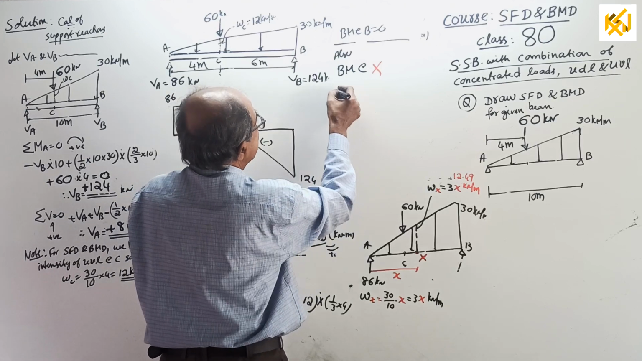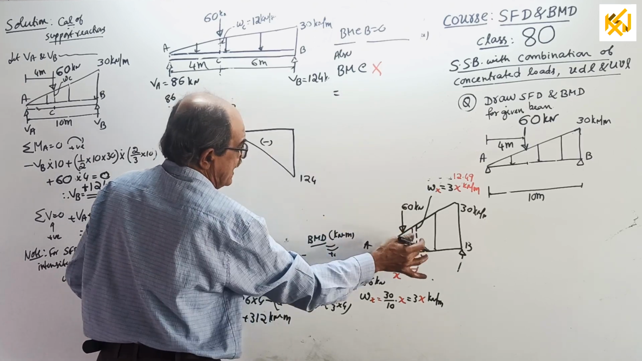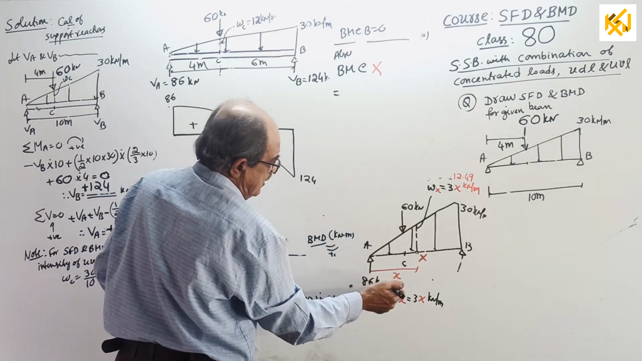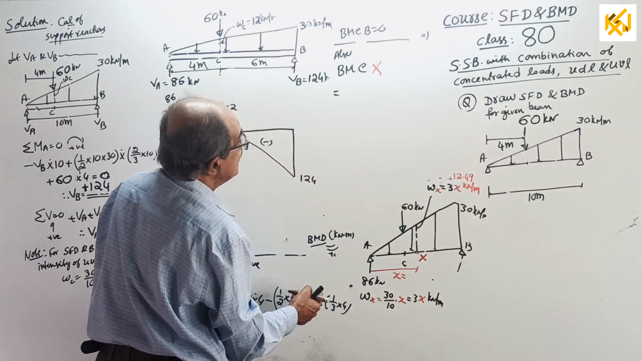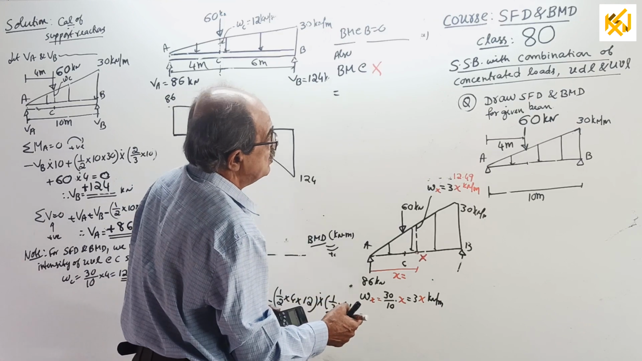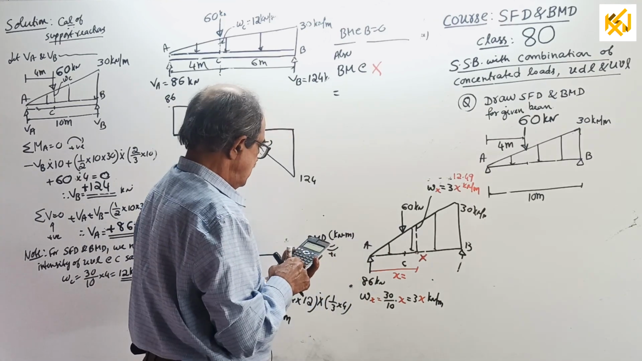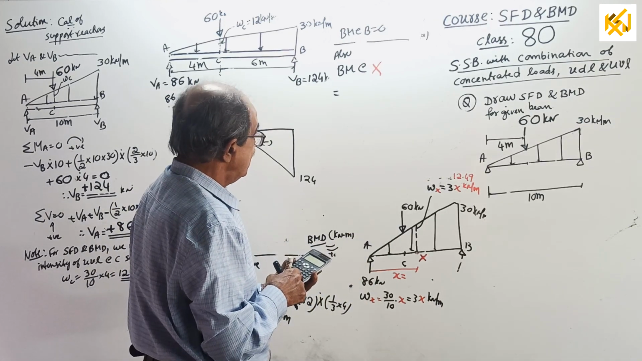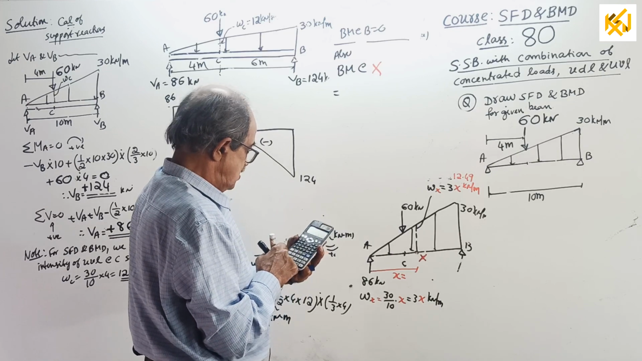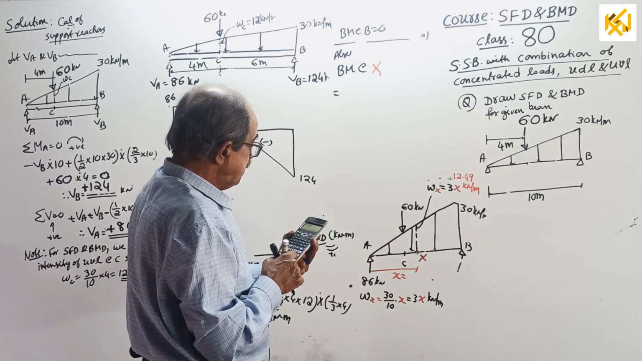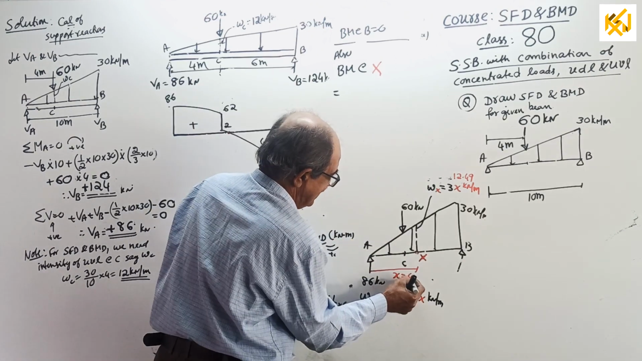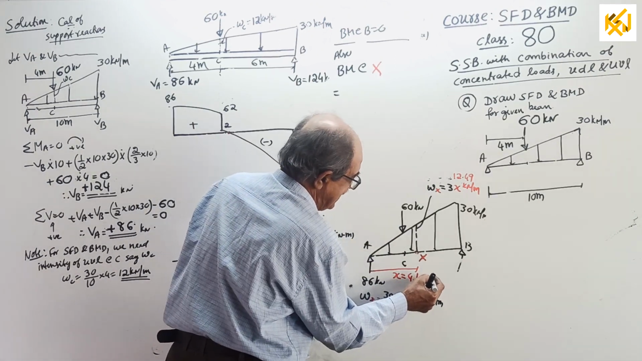Also BM at X equal to, use this diagram, plus 86, you can enter all the values here. X, how much did you get? Enter everything. I forgot the value of X, so now 4 point... I can check another way, 12.49 divided by 3, 4.1633. This is the other way of checking the answer.